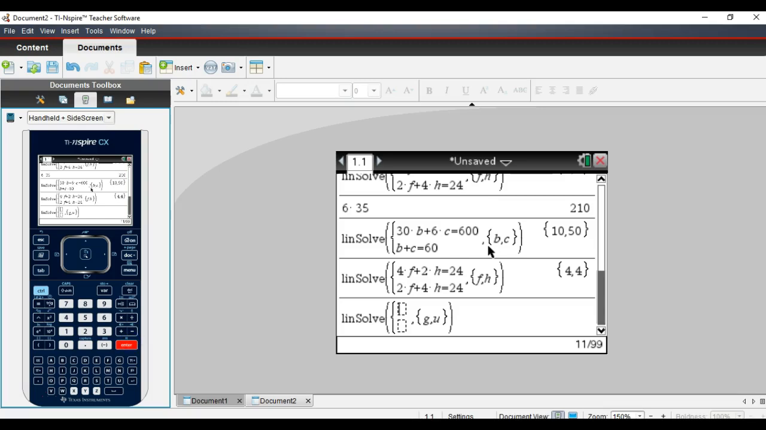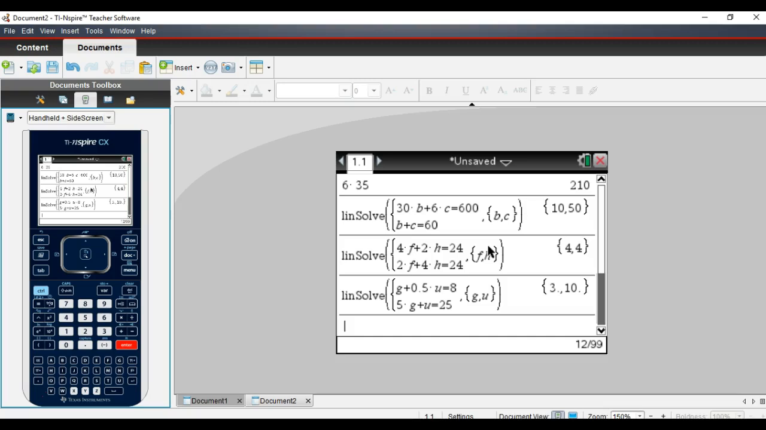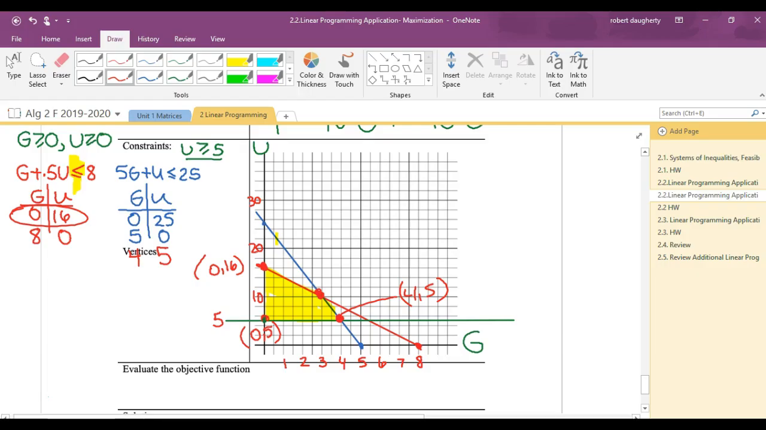And I've got g plus 1/2 times u equal 8. That's the first equation. And then 5g plus u equal 25. Solve that and I get 3, 10. Okay, so I now know all the vertices.